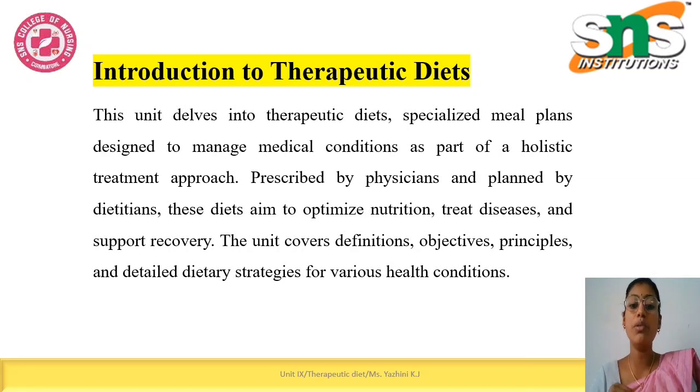In this unit, we will be covering the definition, objectives, and principles, and details of each disease condition, and how we will be carrying out the dietary guidelines in various health conditions. These are all things we need to know so that we can treat the patients according to their conditions. Let's learn what is meant by therapeutic diet.